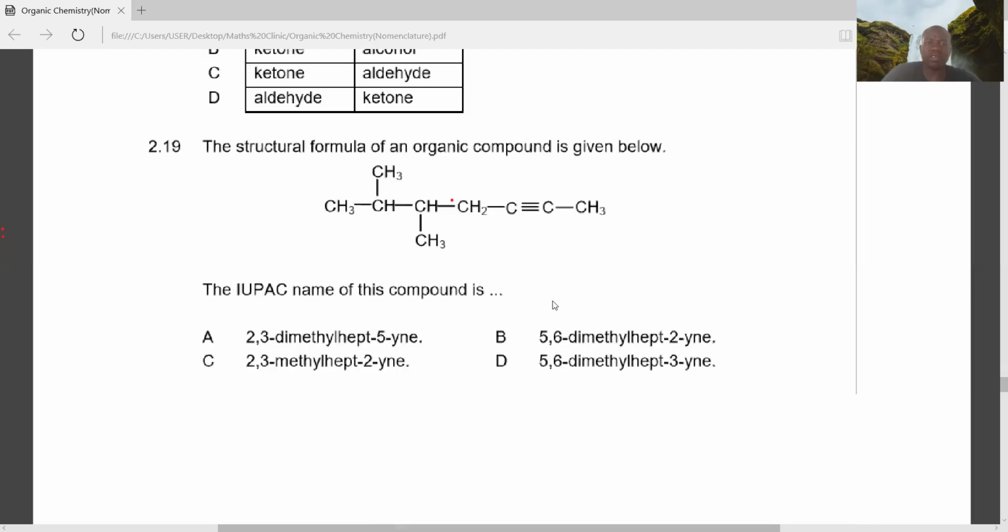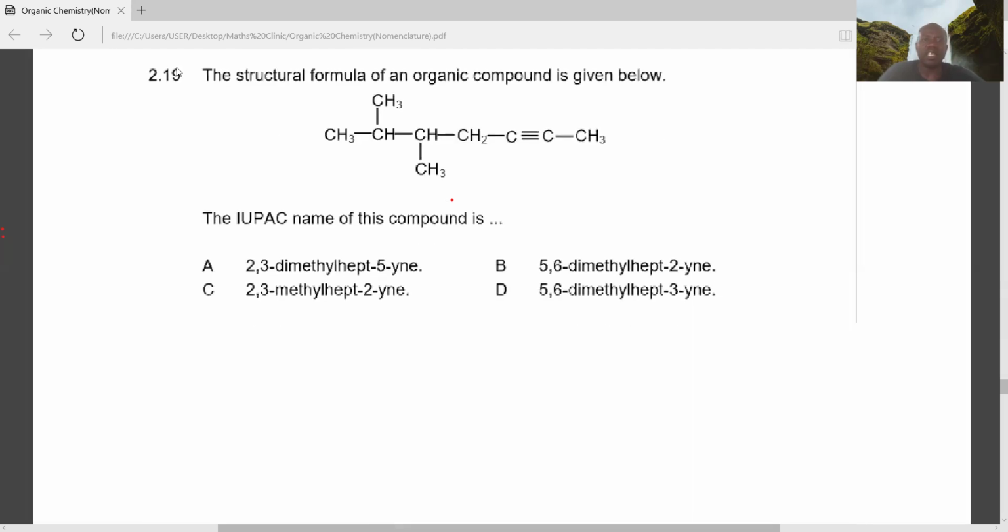Now let's look at this one. 2.19. The structural formula of an organic compound is represented below. First of all, let's identify to which homologous series this belongs. It belongs to an alkyne, with the general formula CnH2n-2. Before it says IUPAC name, let's first do the naming. Remember, ladies and gentlemen, here we have a functional group.